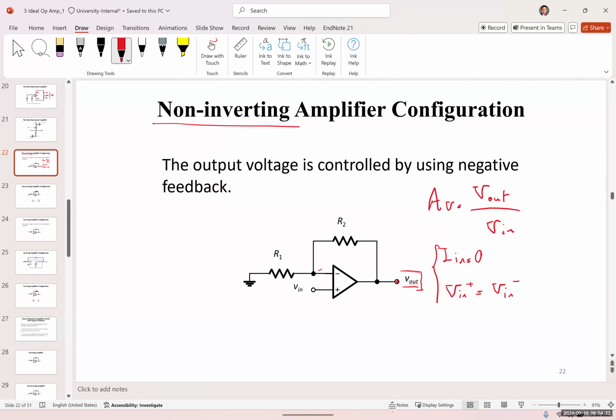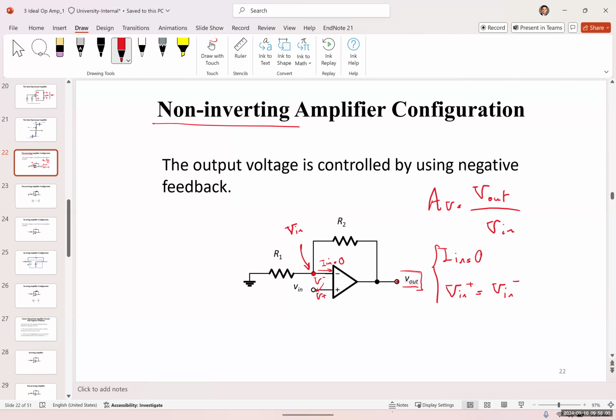So let's start with this. First of all, we know that this current is equal to 0, yes? According to the first principle. And then we know that V negative is equal to V positive. Therefore, what is the voltage at this point? It's going to be Vn. Am I correct? Because V negative is equal to V positive, and what is V positive equal to? It's equal to Vn. Therefore, the voltage at this point is going to be Vn.